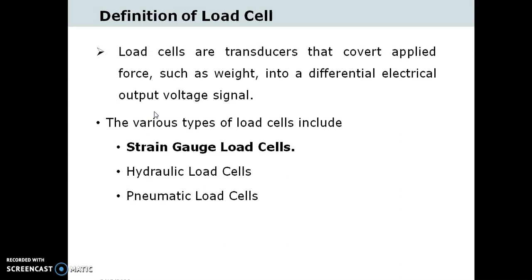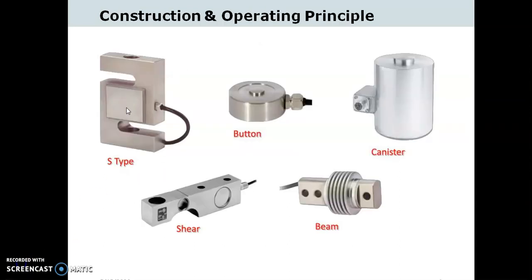A load cell consists of a load receiving element, that is an elastic element, with high tensile strength as a primary transducer, and there are strain gauges arranged in a bridge network as a secondary transducer. There are three different types of load cells, that is strain gauge load cell, hydraulic load cell and pneumatic load cell. Out of that, in this video we will learn strain gauge load cells. Now let us see its construction and operating principle.